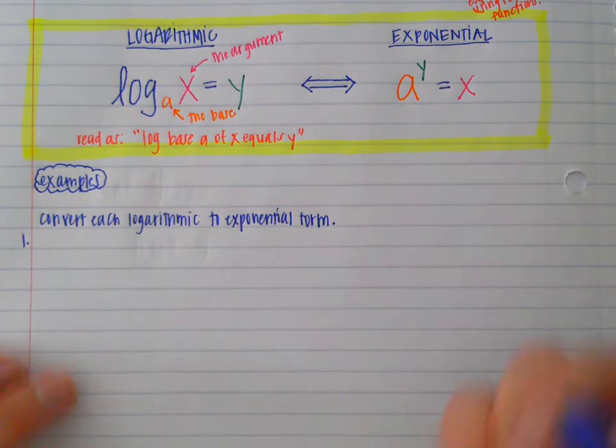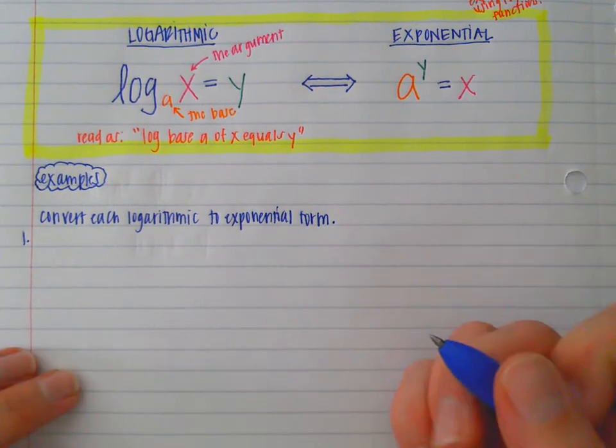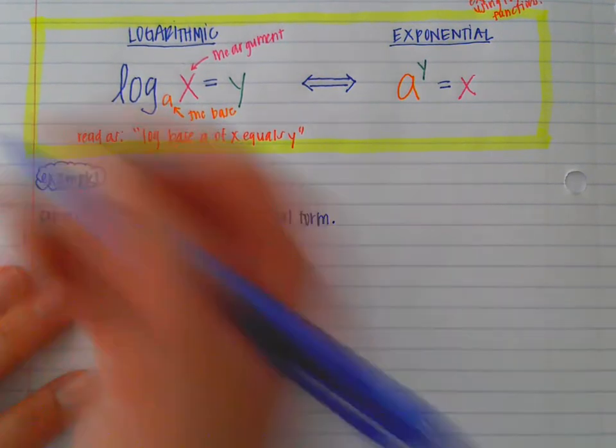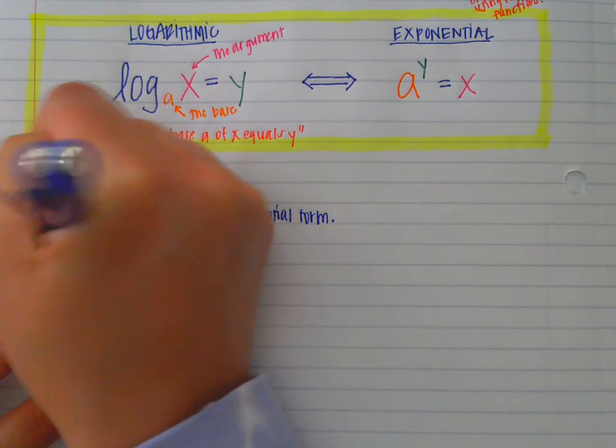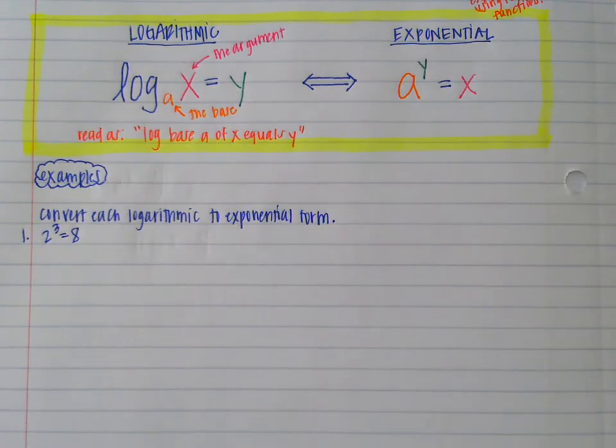Okay, so if I wrote an exponential equation, so 2 to the third power equals 8, this is asking, okay, how do I write this in logarithmic form?